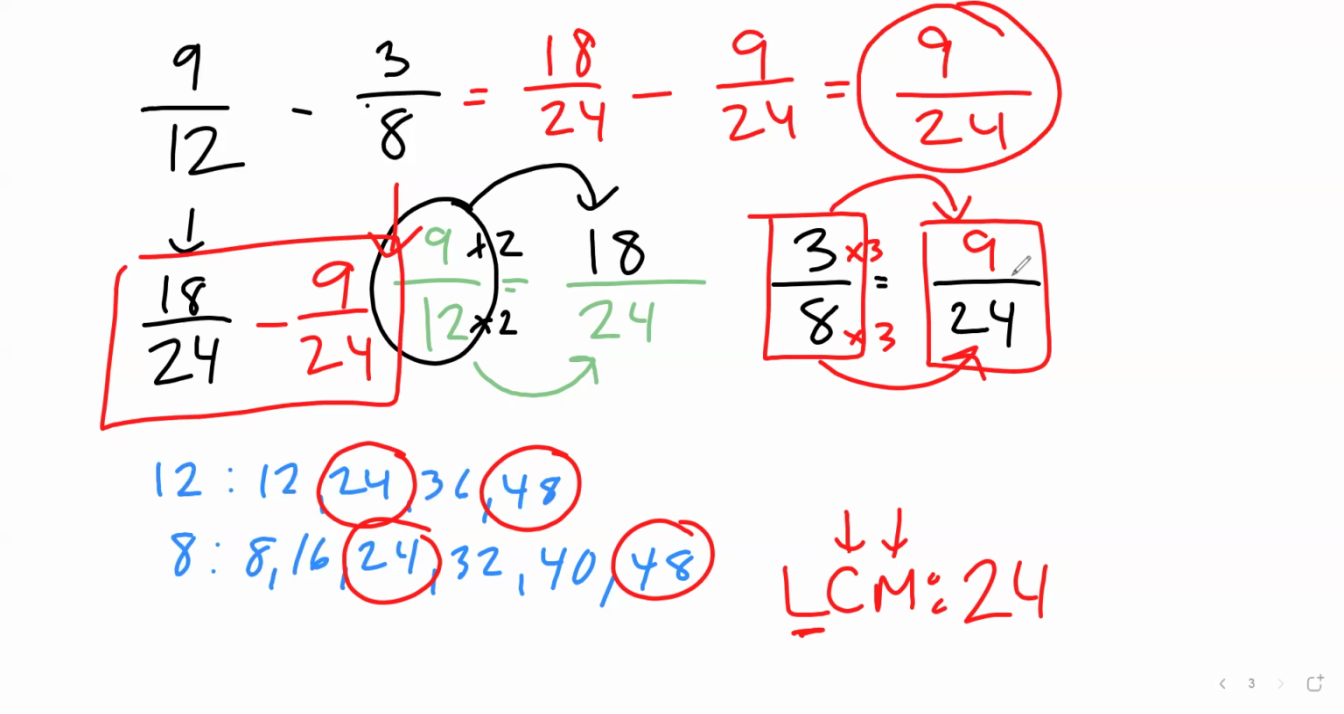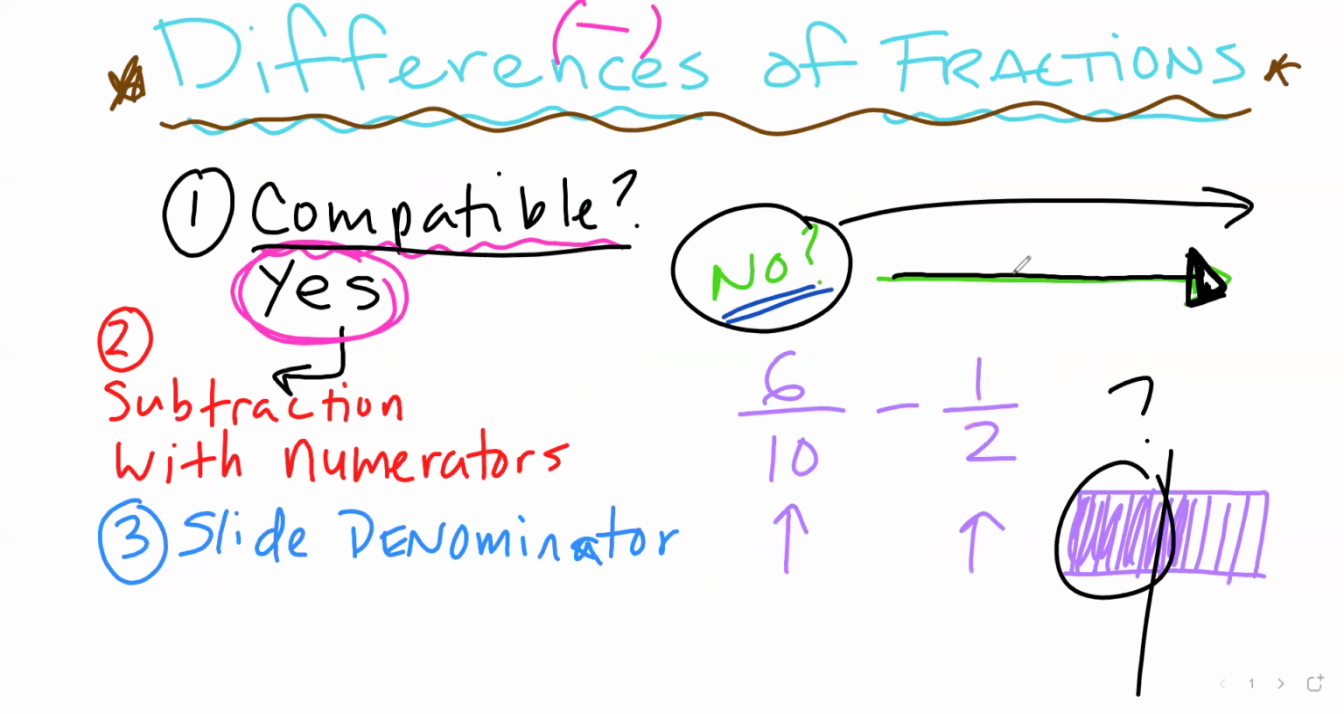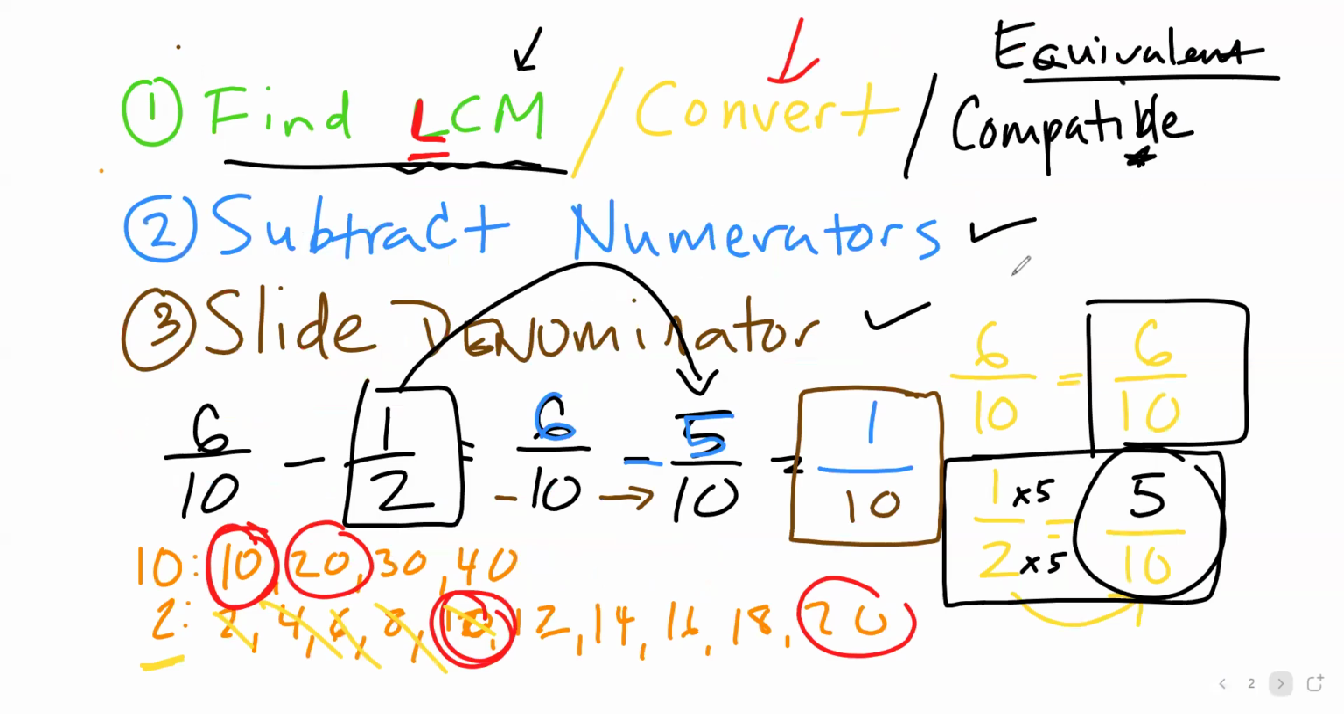So that's the work we're doing here, right? We follow this flow chart. We say to ourselves, if the fractions are compatible, yes, all right, well, just subtract the numerators, slide the denominators, life is good. But if they're not, we just have one extra step in there. What we need to do is find that common multiple.